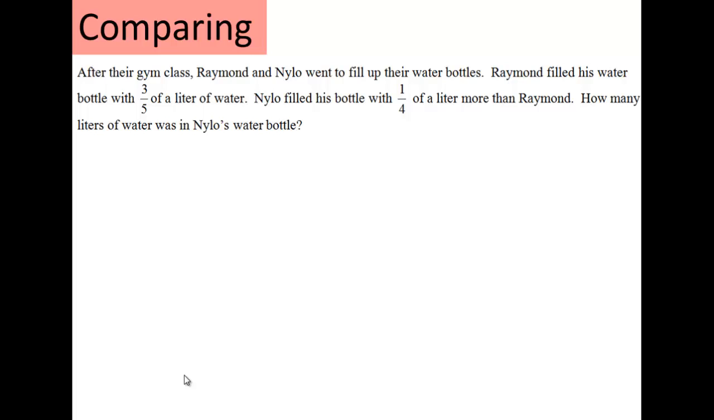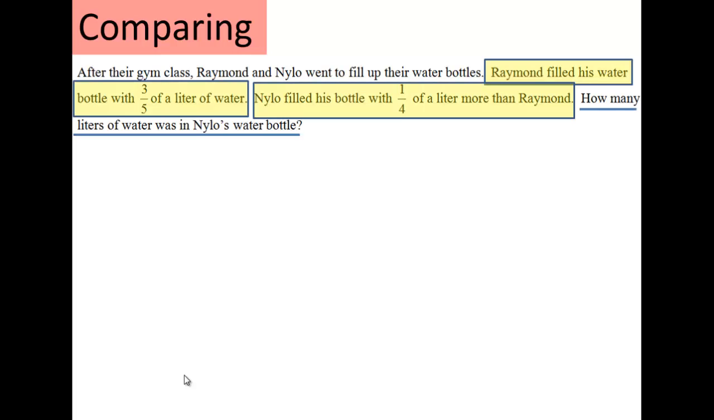First thing we always do is we circle the key information and underline the question. That's right. So why don't you guys go ahead and do that now? Take 5 seconds. All right, check it out. Hopefully yours look like mine.